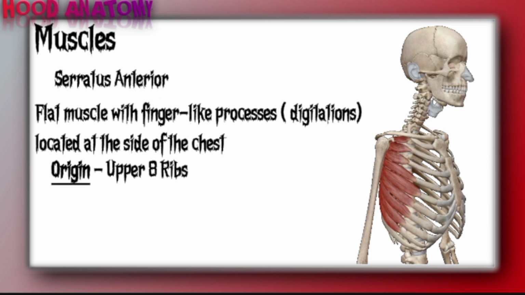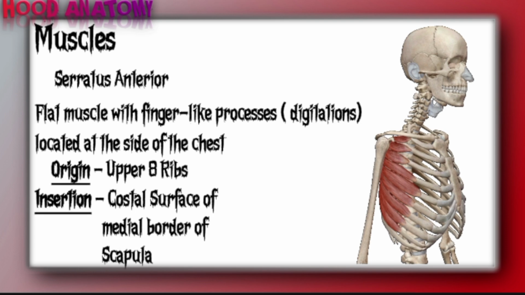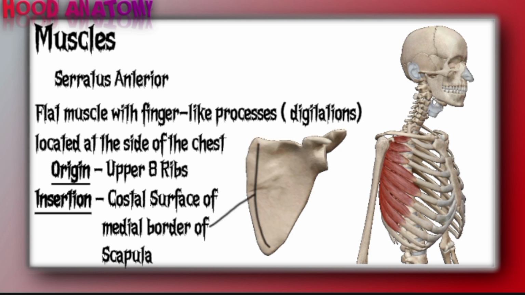Don't waste your time thinking about which digitation joins which rib, or inserts at which place, for the border or whatever. Just know that it has 8 digitations that join themselves to the upper 8 ribs. That's for the origin. Then for the insertion, it inserts itself into the costal surface of the scapula near the medial border. Costal surface, that surface that faces the ribs.